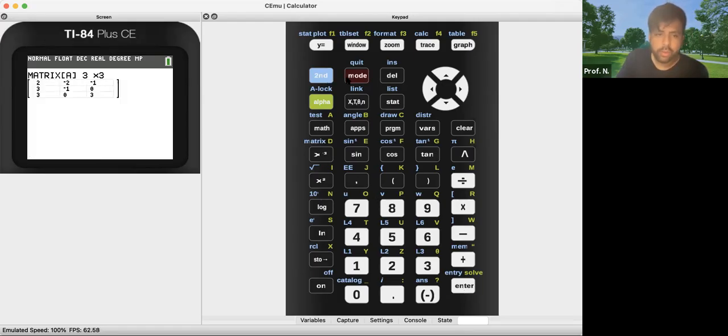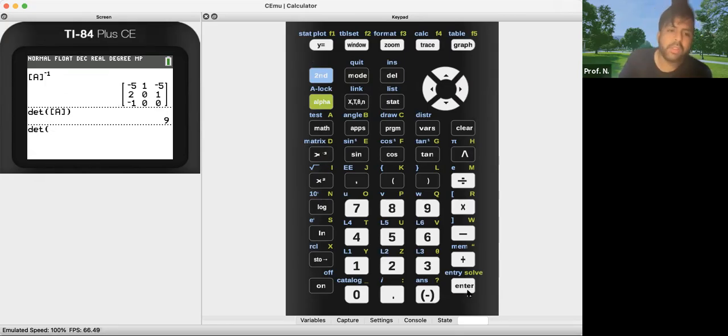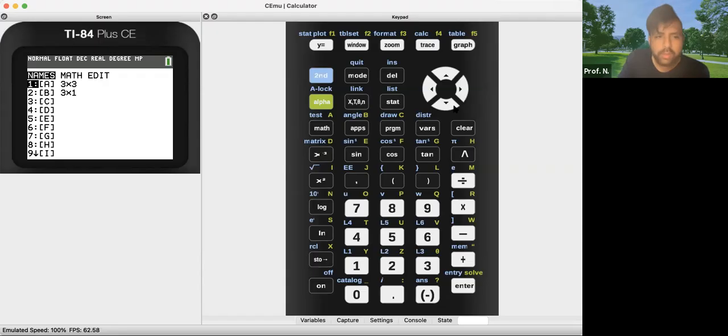And then you go to the home screen, go second matrix, and go to math, determinant, and then plug in the matrix that you're interested in finding the determinant of. You do second matrix, and then you find the matrix that you're interested in, and in this case it was A. But look, let's try what happens with B.